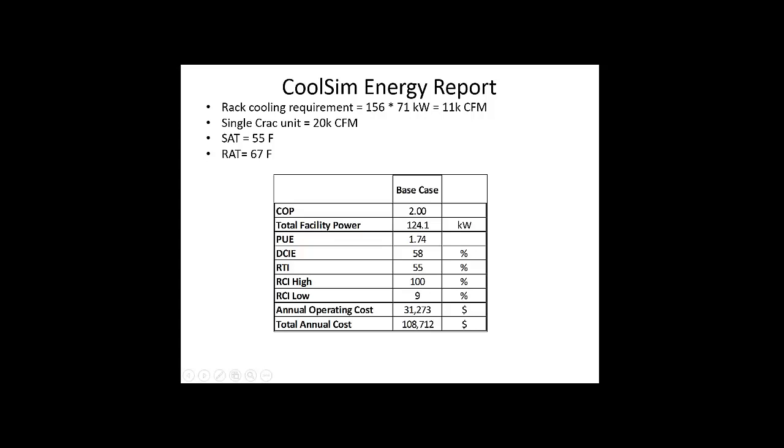RTI, 55%. There we go right there, Magnus. A little bit too much airflow, I'd say, right? Mm-hmm. RCI high is 100. We don't have any hot spots. RCI low 9. We're too cold. So well, that's the point here, Paul, that if you look at this RTI, RCI high and RCI low, you can see now how they interplay, because RTI is very low, meaning that we have a lot of airflow coming into this data center.